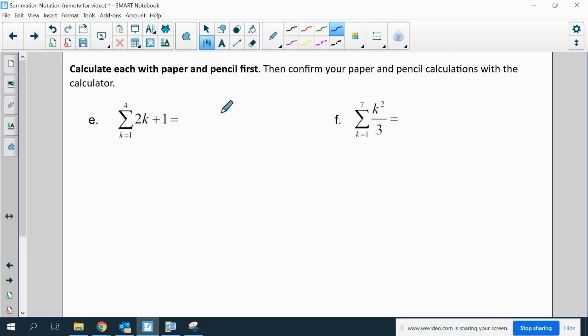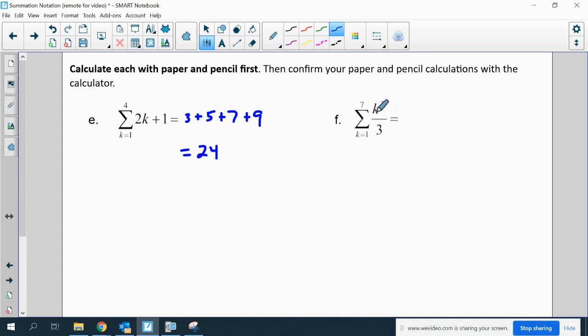We're going to calculate with paper and pencil first, then we'll use the calculator. So sum from k equals 1 to 4 of 2k plus 1. So what I'm going to do is plug in 1, that's 3. If I plug in 2, that's 5. If I plug in 3, that's 7. If I plug in 4, that's 9. So I would get 24.